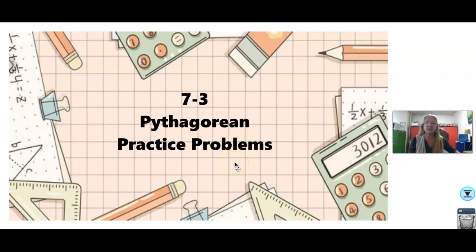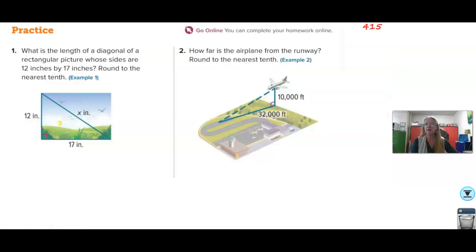All right, these are the practice problems at the end of the unit in your workbook, and you also see them over on McGraw-Hill. This is on page 415, and I have my calculator ready because I can't do these in my head for the most part. What is the length of a diagonal of a rectangular picture whose sides are 12 inches by 17 inches? Now, I told you to expect pictures and applications, so that's what we've got here.